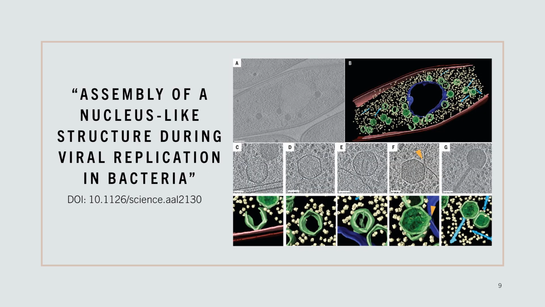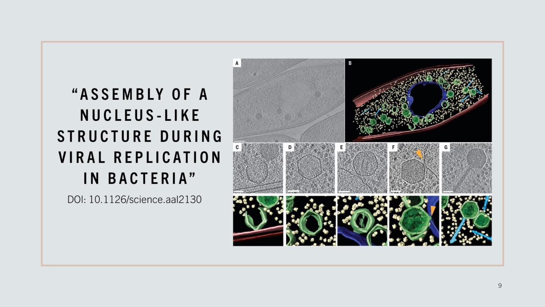This figure is from the paper Assembly of a Nucleus-like Structure During Viral Replication in Bacteria. In this paper, they used cryo-EM to show that phages assembled a nucleus-like structure in the bacteria during infection that separated viral DNA from the cytoplasm. This figure shows the cryo-electron tomography of the phage compartment during infection of Pseudomonas chlororaphis.